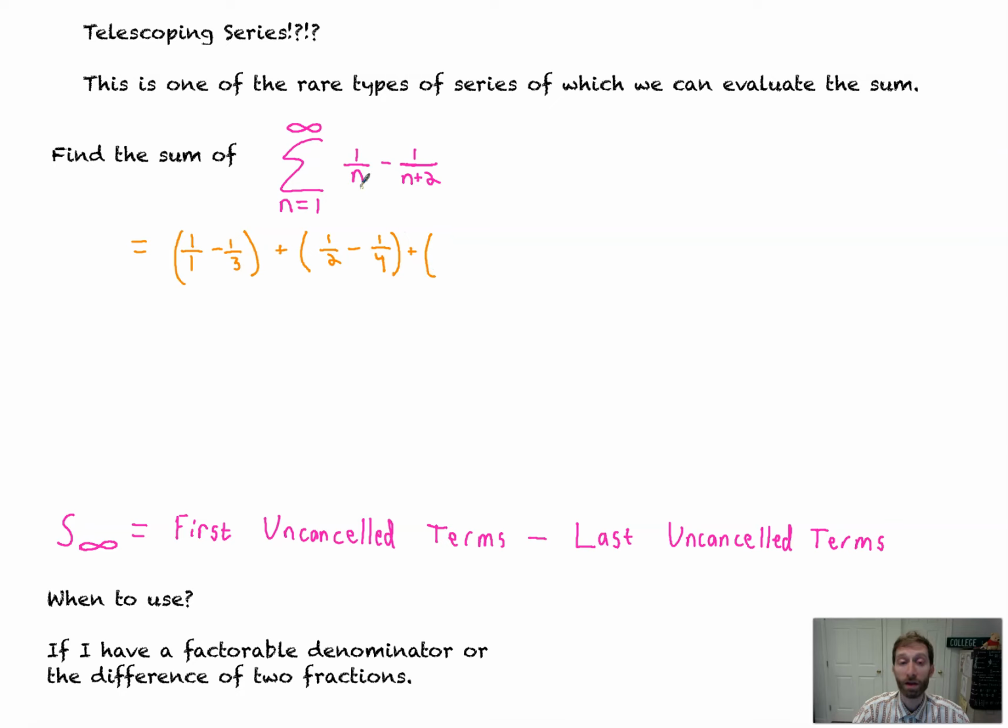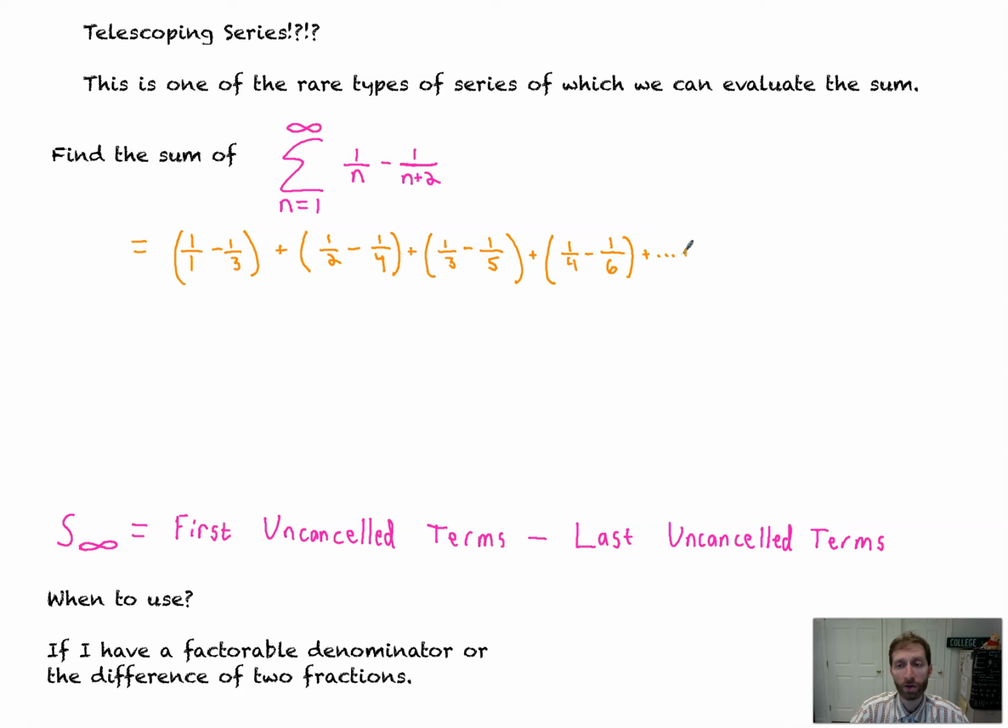Plus, now I'm going to plug in n equals 3. 1 over 3 minus 1 over 5, right? 3 plus 2. Plus, we'll do one more, and I think that'll be enough. n equals 4. 1/4 minus 1/6. And it keeps on going.